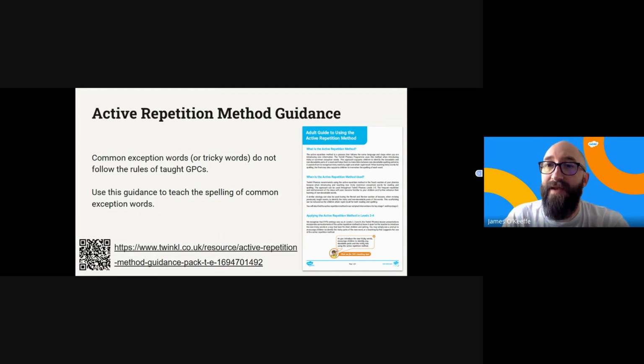Now let's talk about spelling as part of early writing. Once learners have an understanding of how to segment and spell words, they should be guided to notice that some of them, when read and spelt, have exceptions to the GPC rules they have been taught. We use the active repetition method to teach the spelling of common exception words with consistency. We'll take a look at what this looks like in a moment. You might wish to have a look at active repetition method guidance. You can locate this via the QR code and link on this slide.